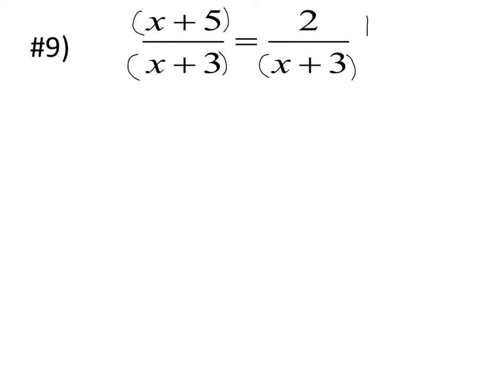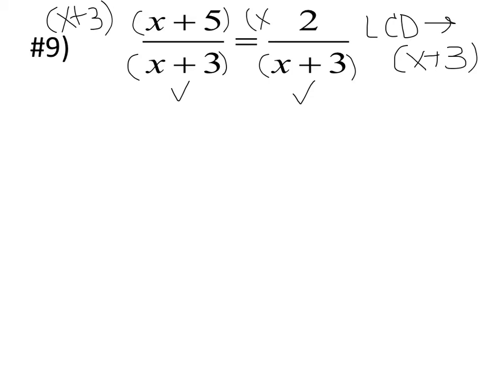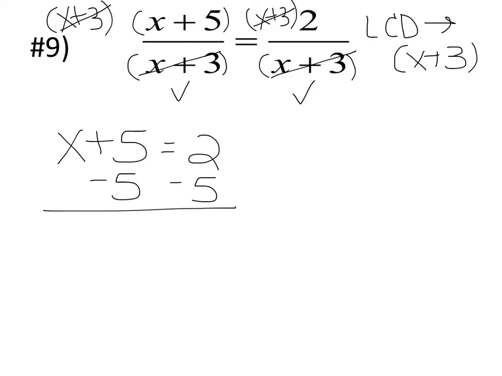Okay, so in this one, my LCD, you need to get an x plus 3 represented. So this is represented. Need an x plus 3 represented. Well, I already have that, so I'm good. You're going to multiply both sides by x plus 3. These cancel each other. These cancel each other. So you're just left with x plus 5 is equal to 2. Subtract 5 from both sides, and you get x is equal to negative 3.